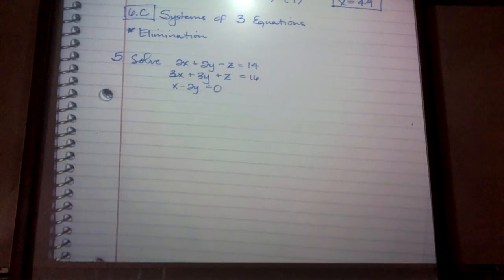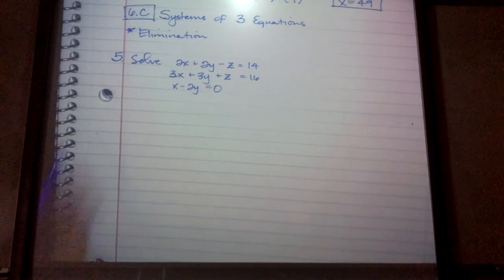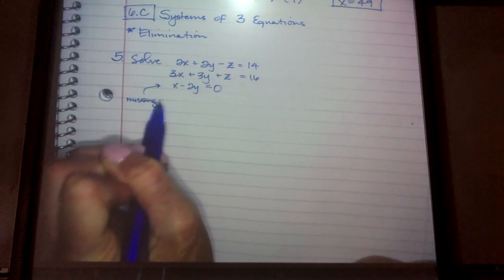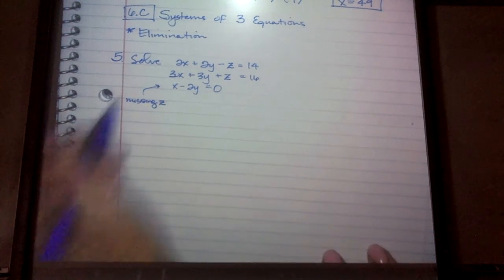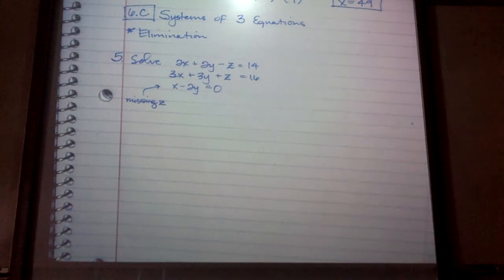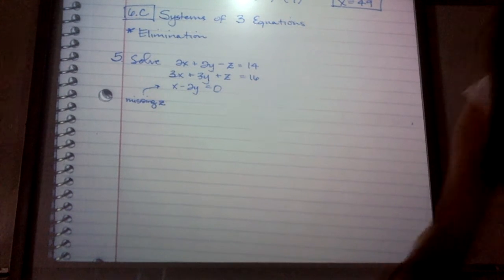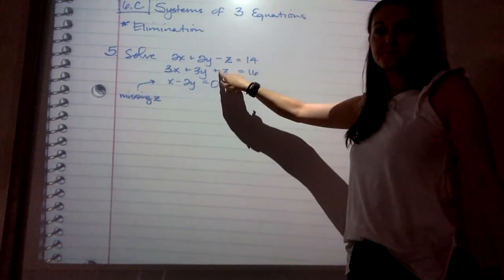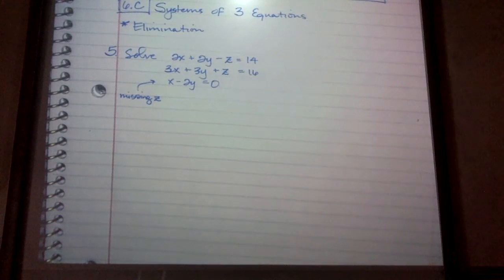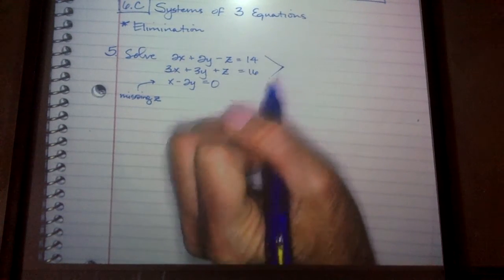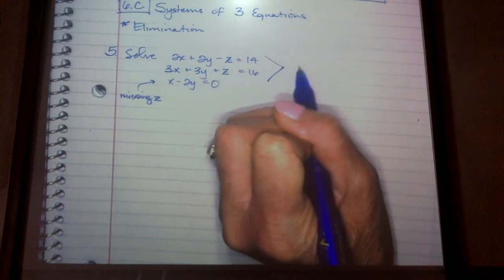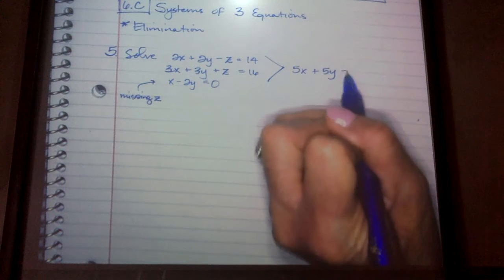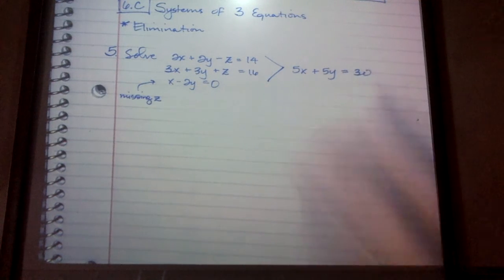Now, I'll give you kind of an easier one. Notice that this last equation is missing z. So I'm going to eliminate z in the top two. And I also notice, such a blessing in disguise, that these are already opposite. So I'm just going to add these equations together. So I'm going to find their sum. So 3x plus 2x is 5x plus 5y. The z's cancel, and 14 plus 16 is 30.